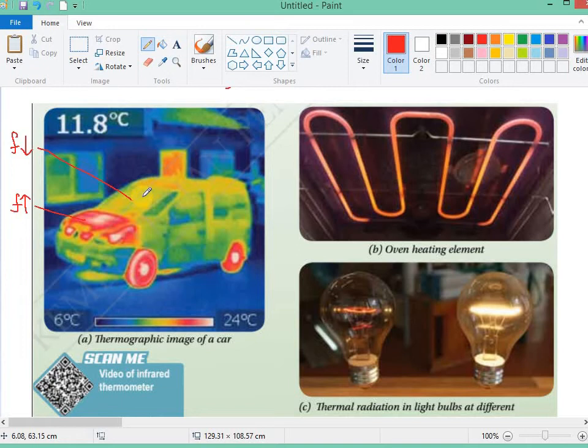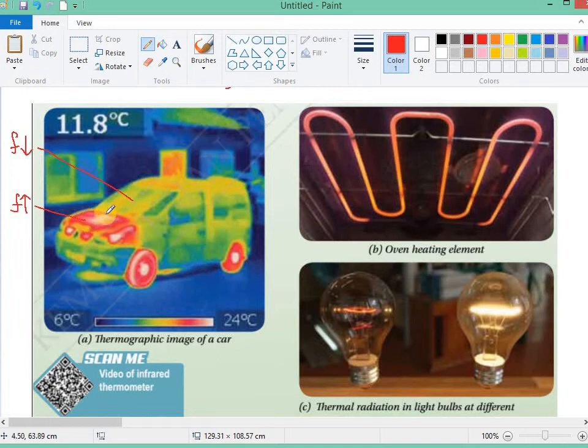So please do not get confused by the color in this picture. Understand? This color does not follow the frequency of the electromagnetic spectrum. In the electromagnetic spectrum, red color is the lower temperature.